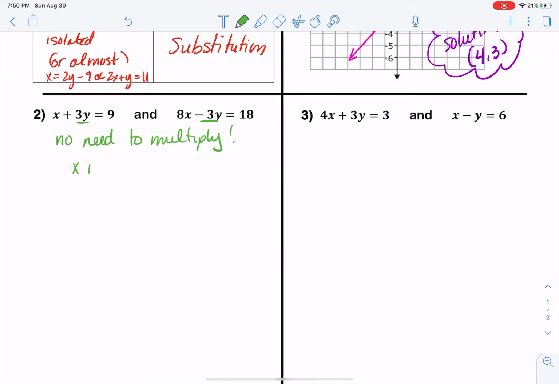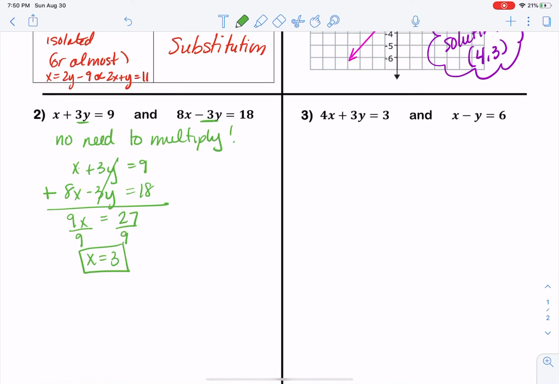So when I line up the equations, x plus 3y equals 9, and 8x minus 3y equals 18. Remember that we are adding them. 1x plus 8x is 9x. 3y plus a negative 3y is 0. And 9 plus 18 is 27. So I get x equals 3. So for my solution, I have 3 comma something.